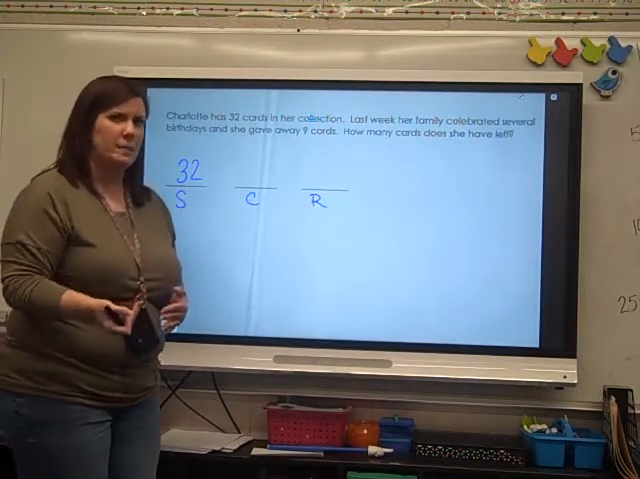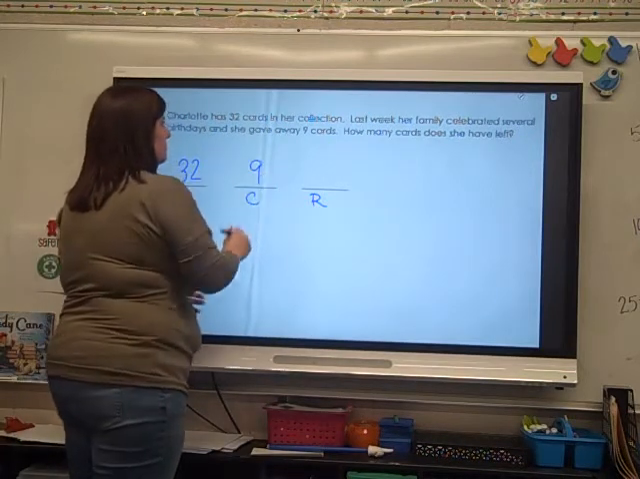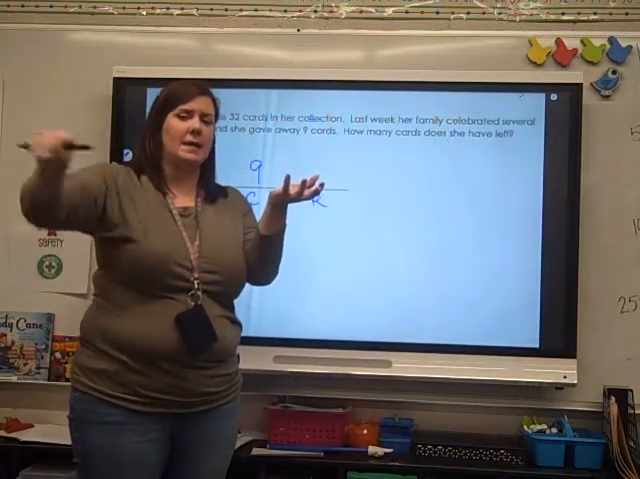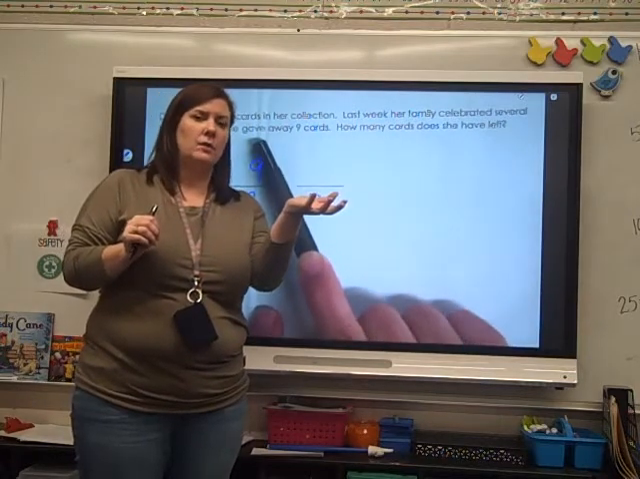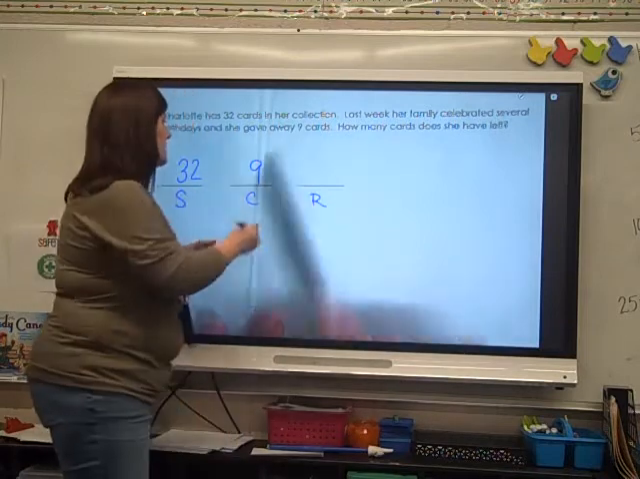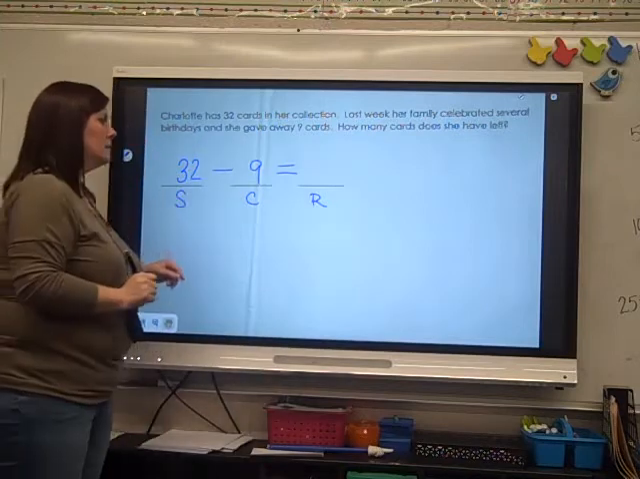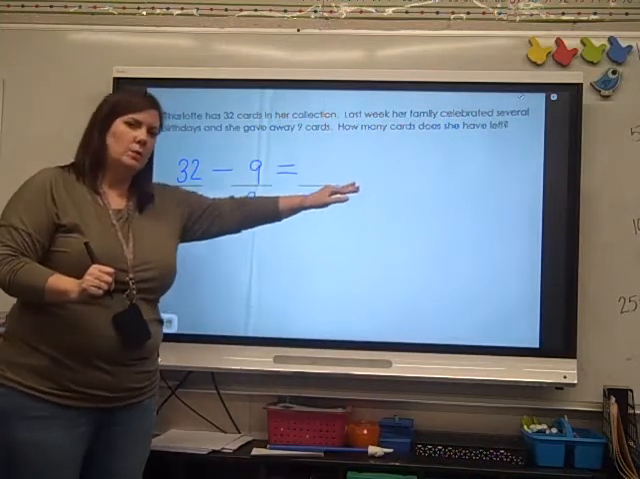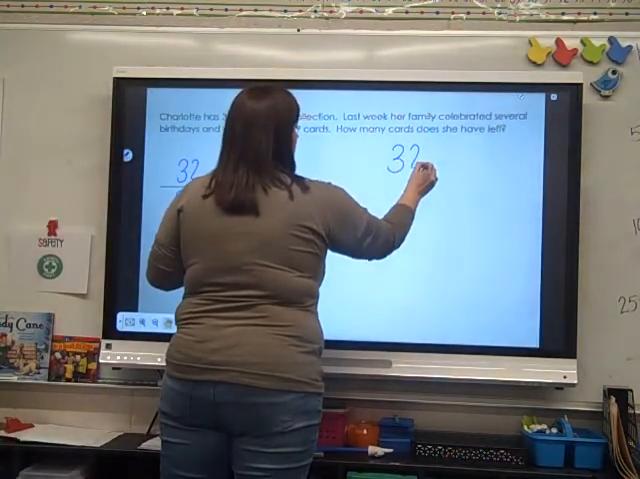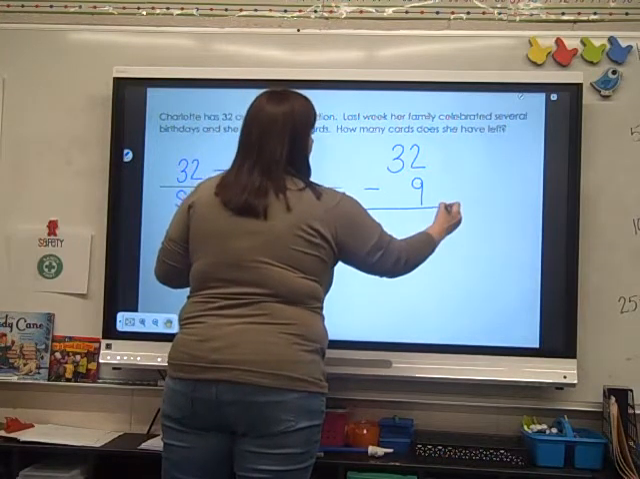What did it change by? 9. Now stop and think. If she has 32 and she gave away 9, are we adding or subtracting? You're right, we're subtracting. Put your subtraction sign, put your equal sign. Now again, we cannot do this going horizontally. We've got to write it vertically. So let's come over here and write 32 and subtract 9. Now remember that 9, that's 9 ones, not 9 tens.